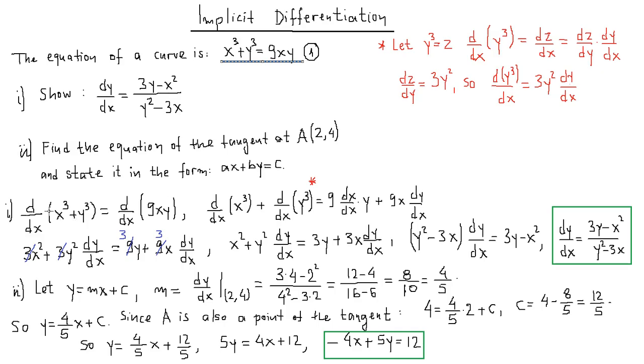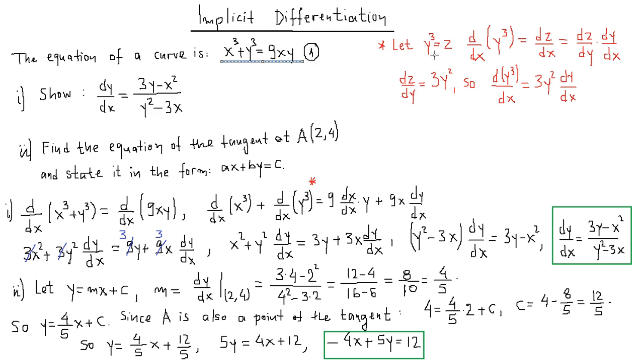So the left hand side becomes d upon dx of x cubed plus d upon dx of y cubed. The right hand side becomes 9, the coefficient, times the derivative with respect to x of x times y, so dx upon dx times y, plus 9x times dy upon dx. At this point, the differentiation of y cubed follows the chain rule.